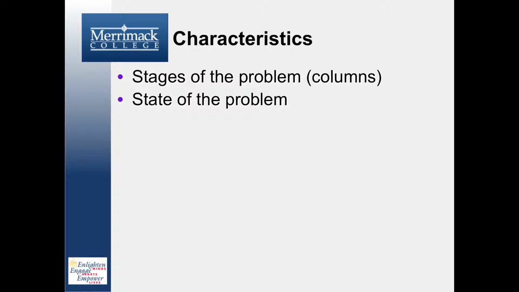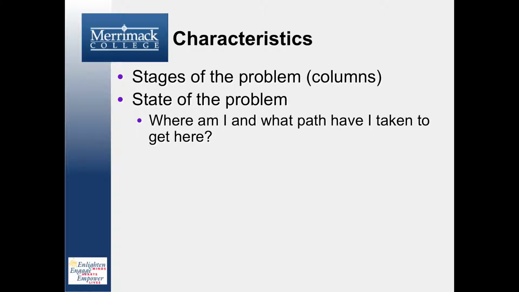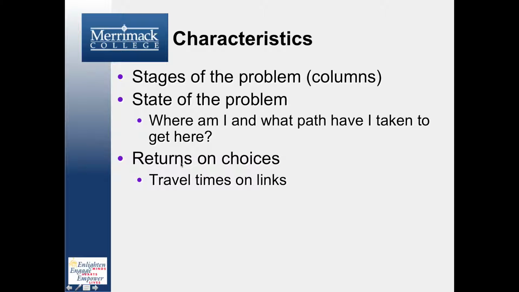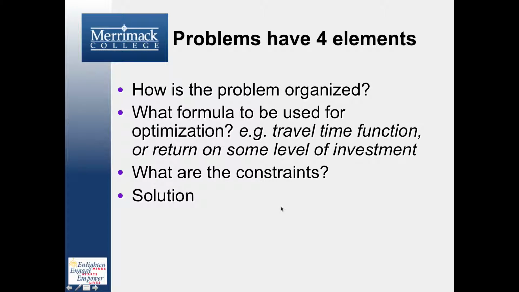So the costs and the benefits. And one other, of course, the choices. So I have choices, costs, and benefits. And then I have to keep track of the state of the problem. Where am I, and what path have I taken? So the returns on the choices, the benefits, are really the travel times on the links accumulated at each node, right?